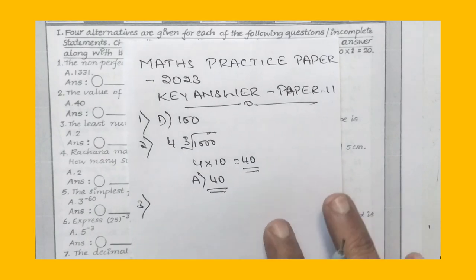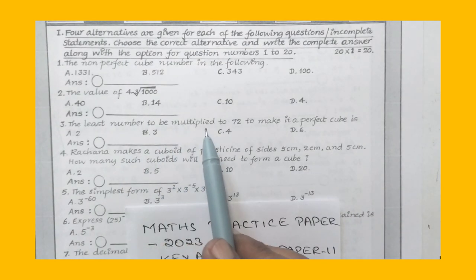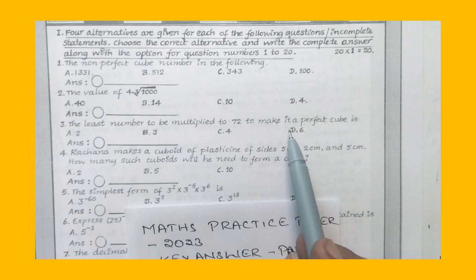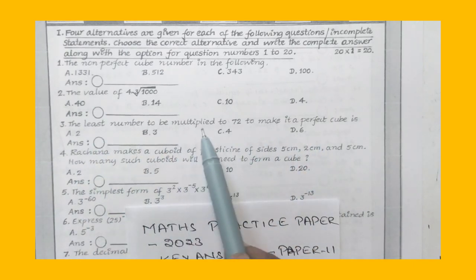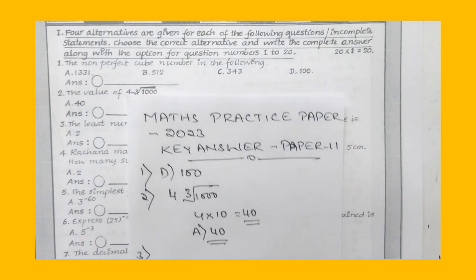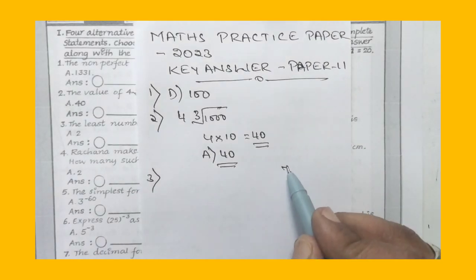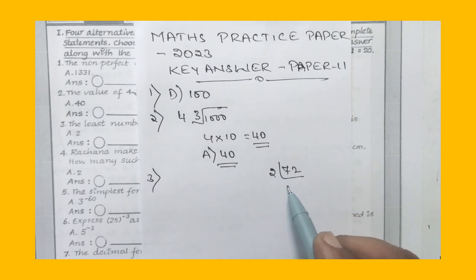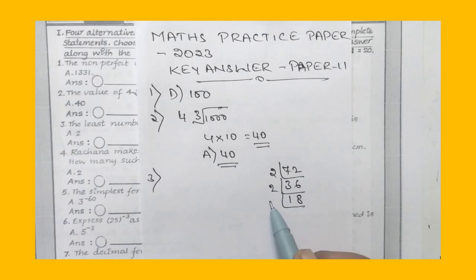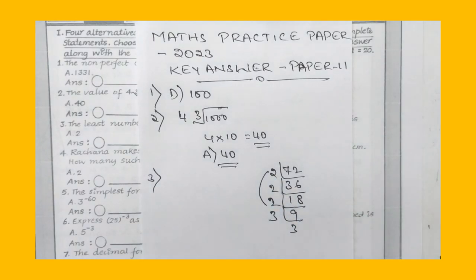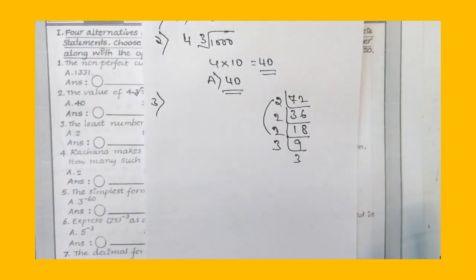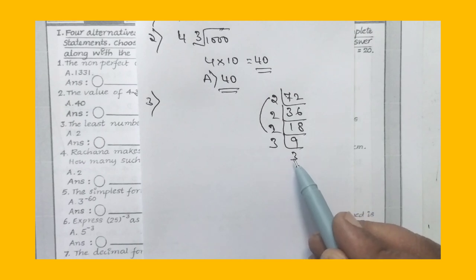Now let us move to the third question. The least number to be multiplied to 72 to make it a perfect cube. If we multiply 72 by the least number, it will become a perfect cube. Now let us see that one. So 72, you divide by 2: 2 threes are 6, then 2 fours are 8, then 2 nines are 18, then 3 threes are 9. Look, adding these three, it is 2 cubed. Next, here 3 squared is there, one 3 is short.